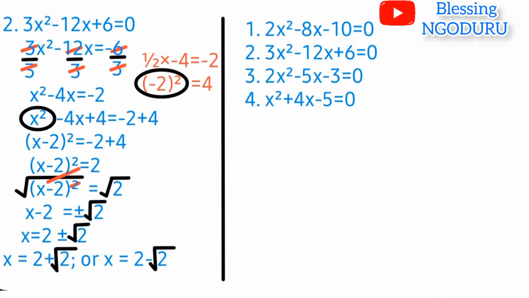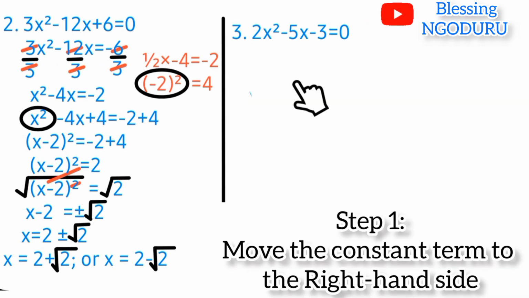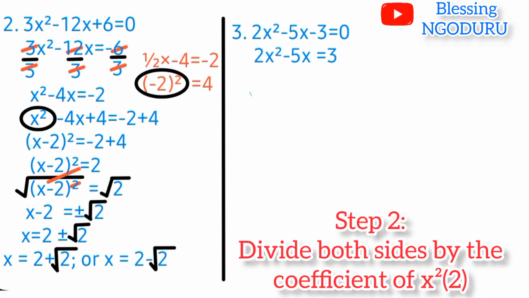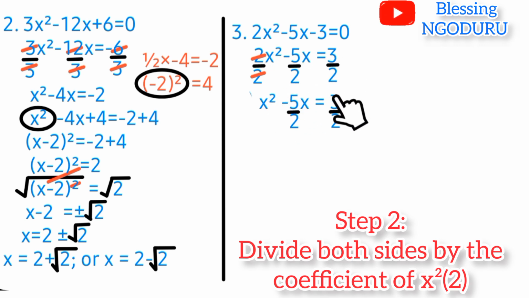Now let's solve question number 3. Let's take the constant, minus 3, to the right hand side. So when you take minus 3 to the right hand side, it becomes positive 3. Now let's divide through by the coefficient of x squared, and the coefficient of x squared here is 2. So dividing through by 2, 2 divided by 2 gives 1, and so the coefficient of x squared is 1. Then minus 5 over 2x equals 3 over 2.